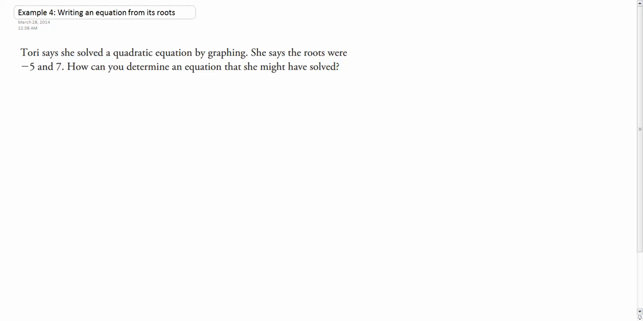We're working on example number 4 for lesson 7.2 in Math 20-2, writing an equation from its roots. Tori says she solved a quadratic equation by graphing. She says the roots were -5 and 7. How can you determine an equation that she might have solved?